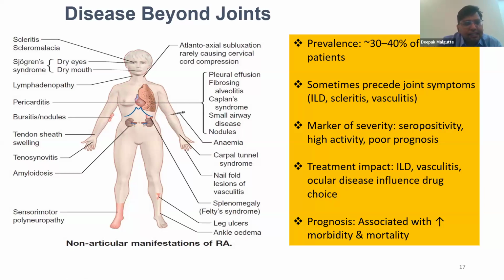Sometimes it can affect the kidney, causing amyloidosis due to long-standing rheumatoid arthritis. It can present as RA nodules. It can lead to the various neuropathies seen in rheumatoid arthritis patients. Sometimes it can lead to leg ulcers, and so many extra-articular manifestations have been described in rheumatoid patients. These manifestations are usually seen after the onset of rheumatoid, but sometimes they can precede the joint involvement in a few patients. And these are usually markers of high disease activity and carry a poor prognosis.